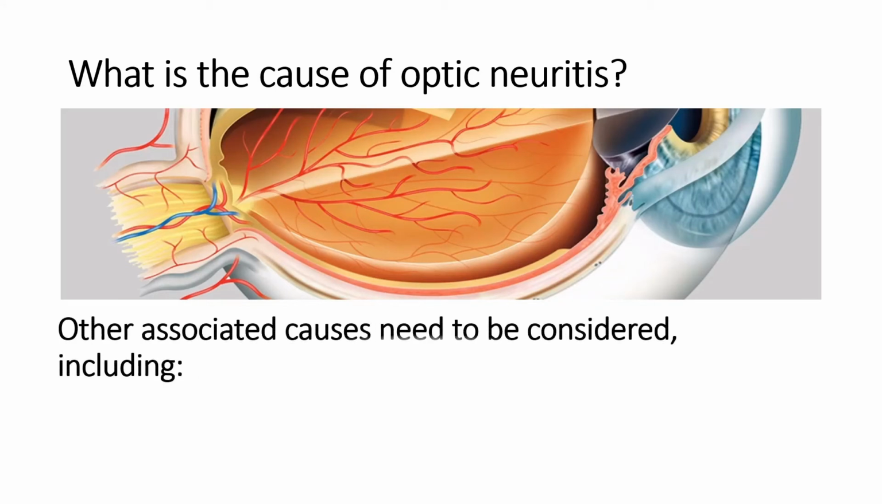And other associated causes need to be considered, including infection. Bacterial infection including Lyme disease, cat scratch fever, and syphilis, or viruses such as measles, mumps, and herpes can cause optic neuritis. And other diseases such as sarcoidosis, Behçet's disease, and lupus can cause recurrent optic neuritis.